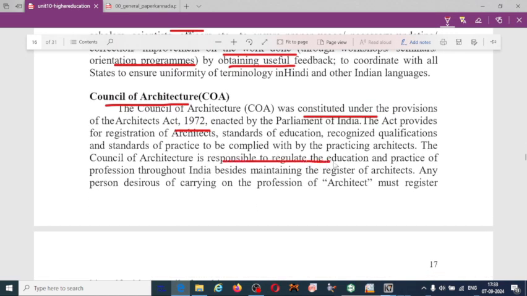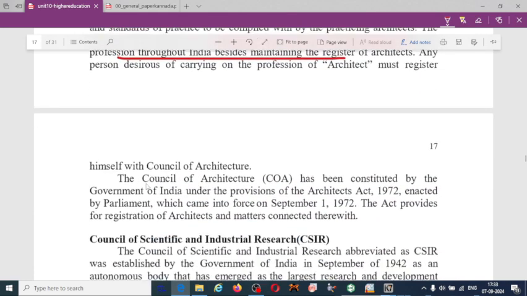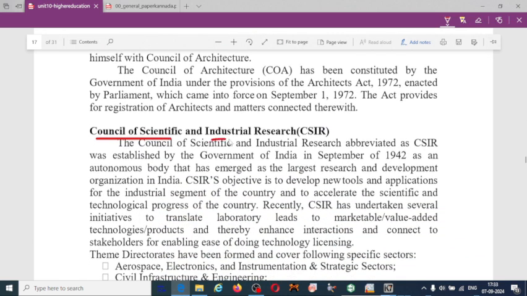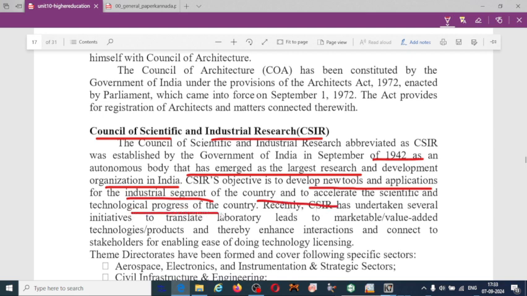It is responsible to regulate the education and practice of the profession throughout India, besides maintaining the register of architects. Council of Scientific and Industrial Research, CSIR, was established in the year 1942, an autonomous body that has emerged as the largest research and development organization in India. Its objective is to develop new tools and applications for the industrial segment of the country to accelerate scientific and technological progress of the country.